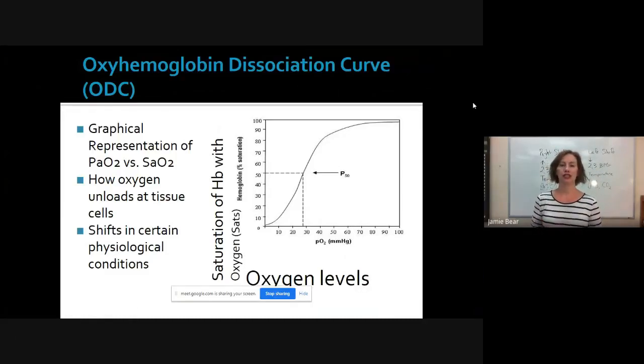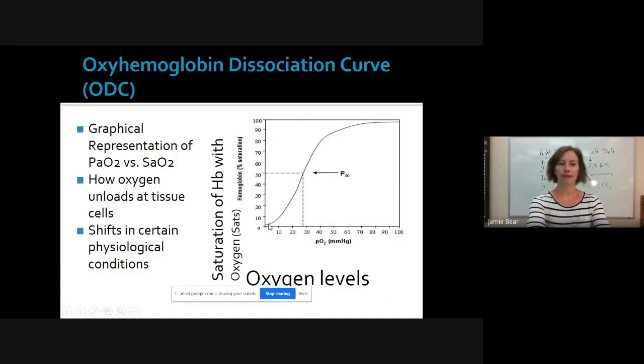The oxyhemoglobin dissociation curve is a graphical representation that shows the relationship between the oxygen levels in the body and how easily it combines to hemoglobin. When oxygen is bound to hemoglobin, it's called oxyhemoglobin. So you're looking at your saturation versus your oxygen levels. It just talks about how easily oxygen unloads at the tissue based on its affinity for hemoglobin.